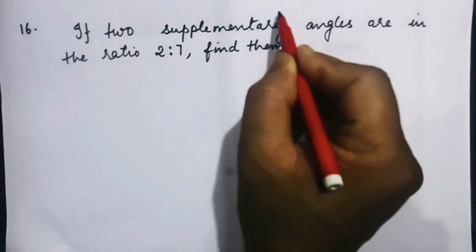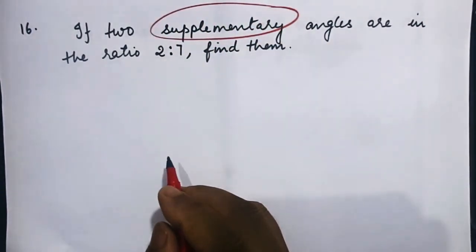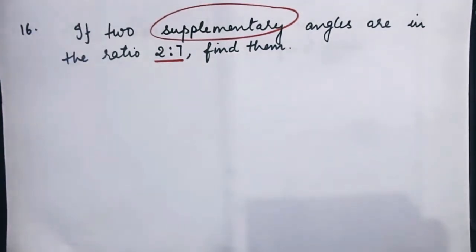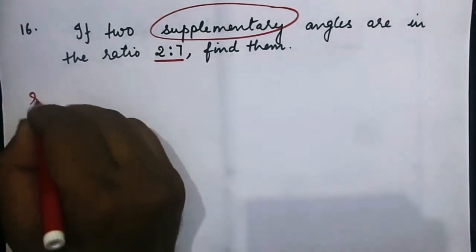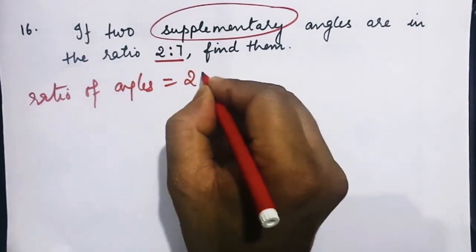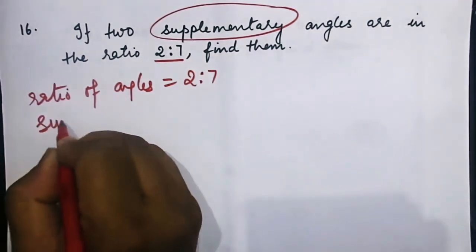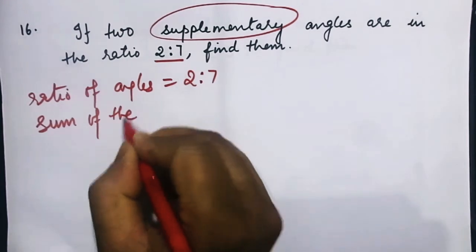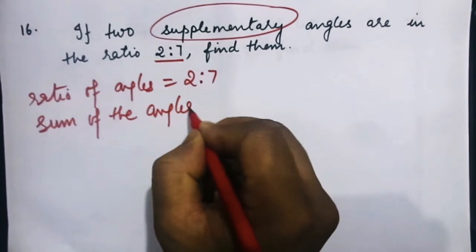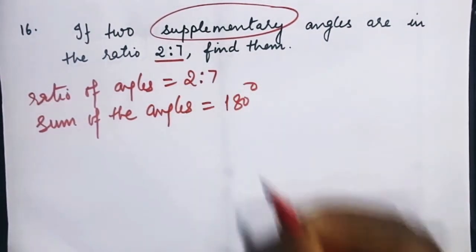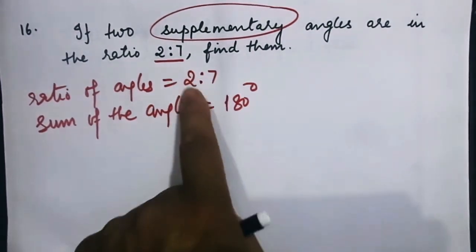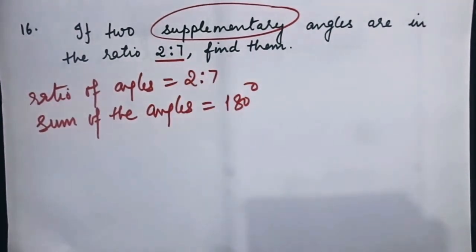If two supplementary angles, this time they have given you supplementary angles, are in ratio 2:7. Therefore, once again, the ratio of angles is equal to 2:7. Sum of the ratio we will find later on. First, let us find the sum of the angles, which is given as 180 degree. So they have given you the sum of these two angles as 180 degree.